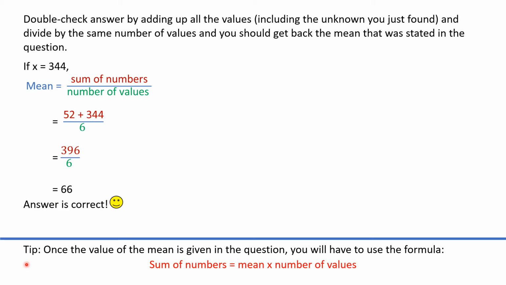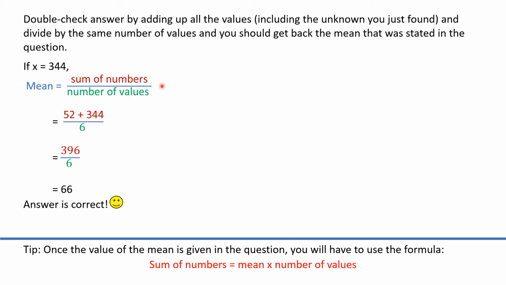One important tip I always tell students: once the value of the mean is given in the question, you will have to use the formula. Sum of numbers is equal to the mean times the number of values. In other words, take the mean and multiply it by how many values you have in the question, and that's it. That's how you're going to get the sum of your numbers. There is no other formula to use.